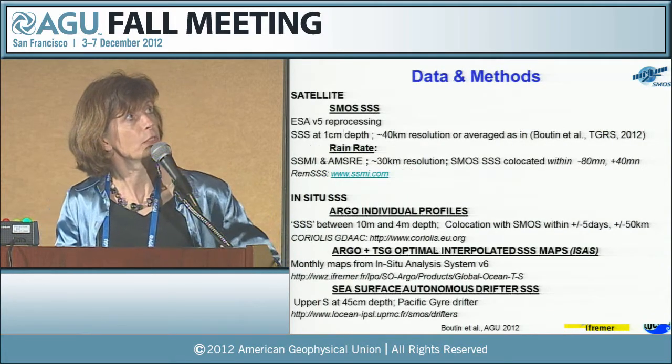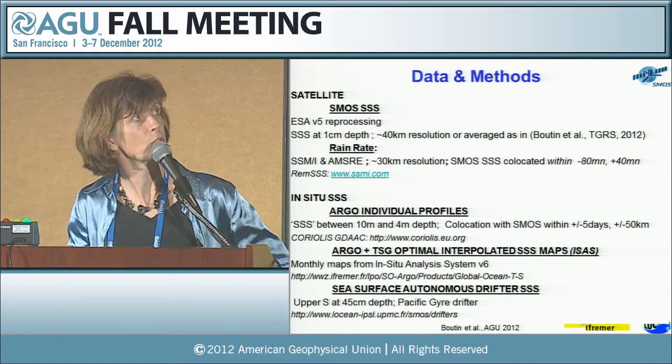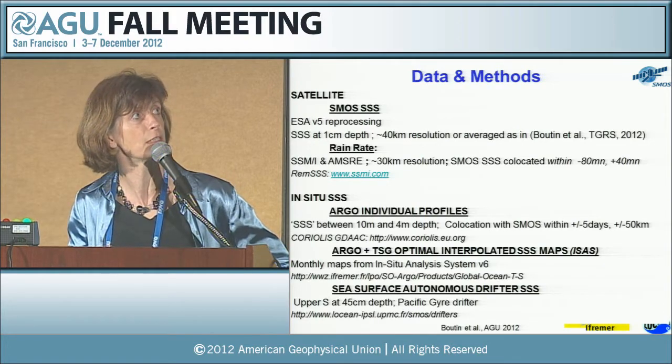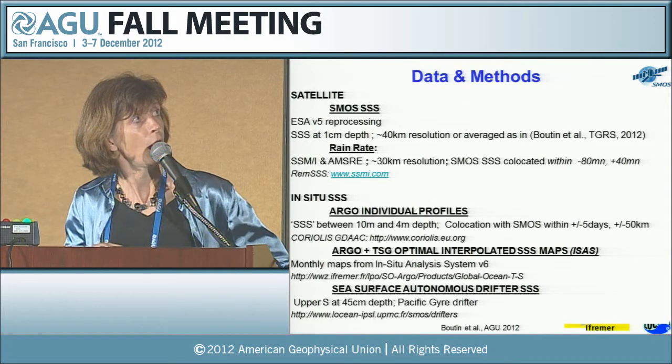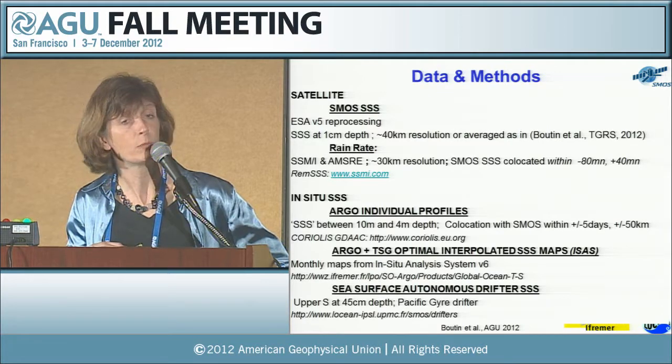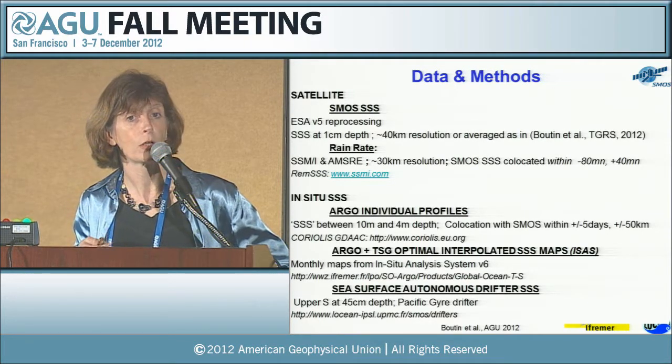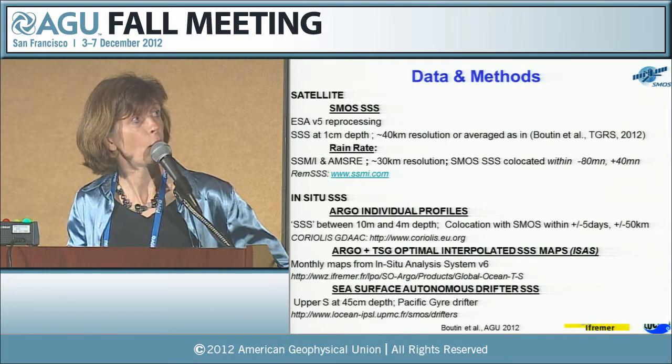About the data and the method, we used the SMOS sea surface salinity retrieved with the ESA version 5 reprocessing during the years 2010 and 2011. I recall that the sea surface salinity measured at L-band is representative of the first centimeter depth, and in this talk we consider high resolution SMOS data at 40 kilometer resolution, or averaged over 1 degree, 10 days, or 1 month, as derived in this paper.